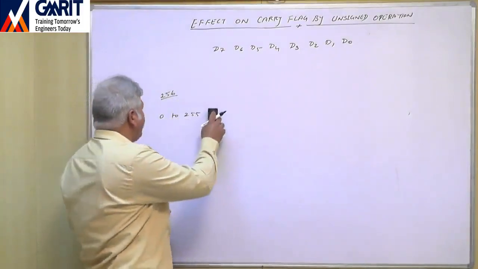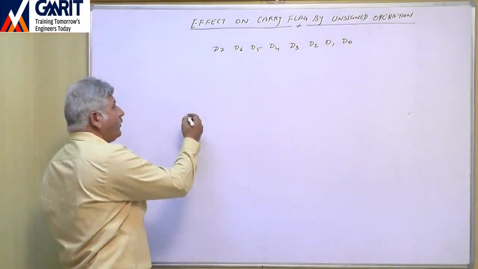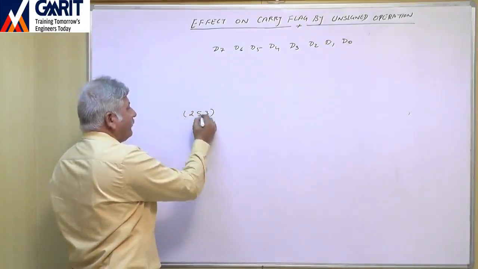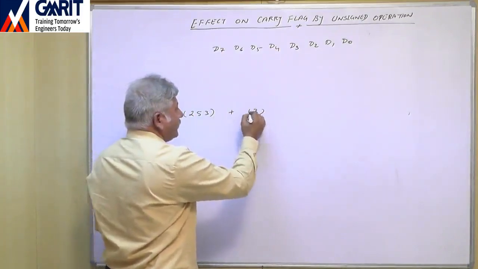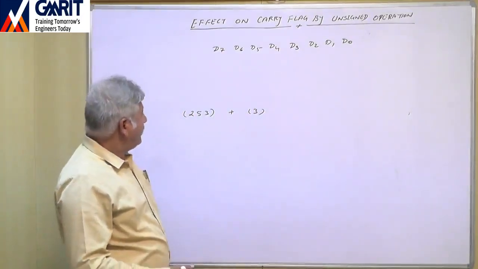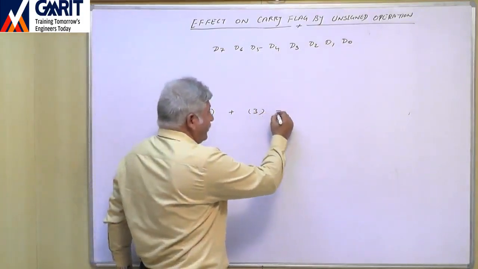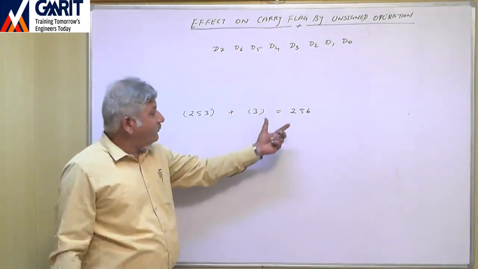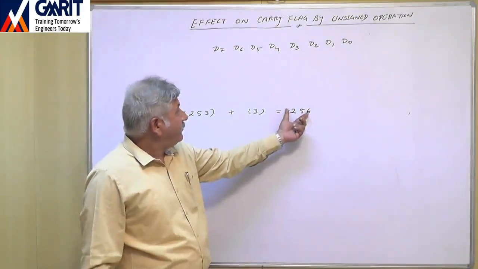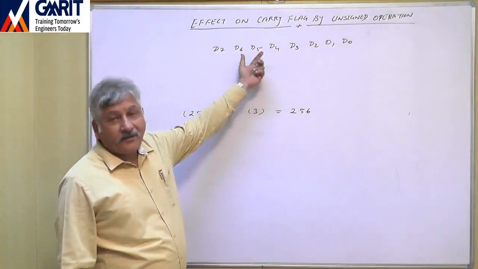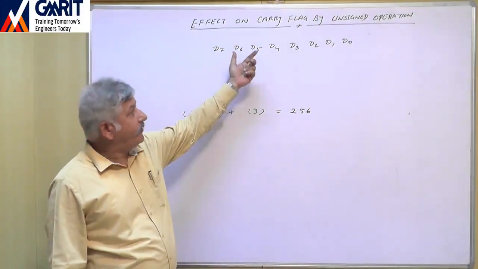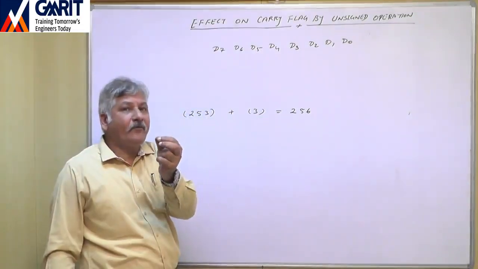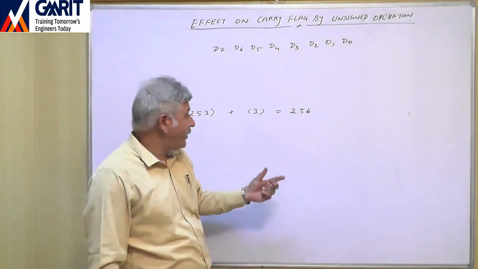Now we will take one example. Suppose we want to add 253 with 3. Then what will be the result? The result is 256. But we cannot represent 256 in the 8-bit unsigned number format, because in 8-bit unsigned format we can represent a maximum magnitude of 255.